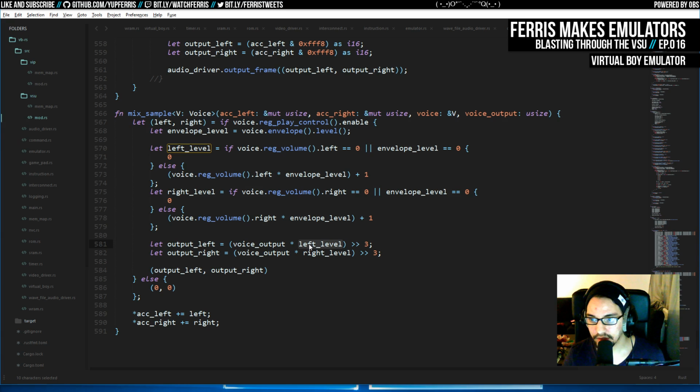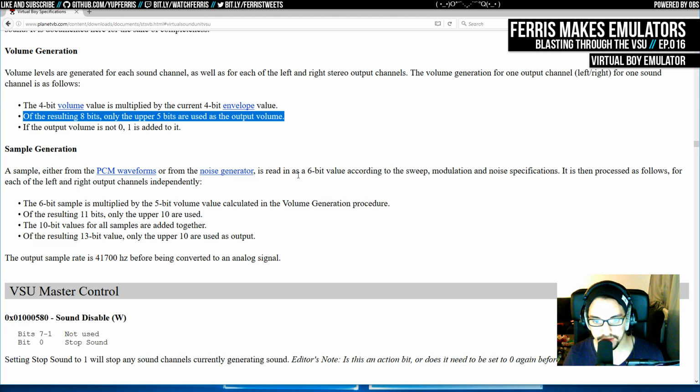Wait a minute. I know what I did here. The shift right 1 is for getting that 11-bit value down to 10 bits. It's this right here, this stuff, that needs to actually shift right by 3. I need to remember in which order that happened, and I don't think that was in this documentation.